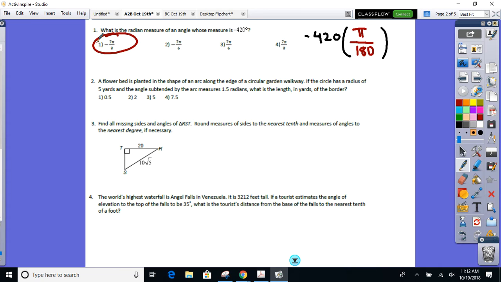If anybody could get this next one, that would be huge. A flower bed is planted in the shape of an arc of a circular garden. So I got a circular garden, right? Circle has a radius. Radius of 5. There's only one thing we've dealt with all unit long that dealt with radius. Let's see if we remember here at the end. And the angle is 1.5 radians that it makes. So 1.5 radians. And we're looking for the length of the border, or the arc measure. So I got to find the length of the arc that it makes.